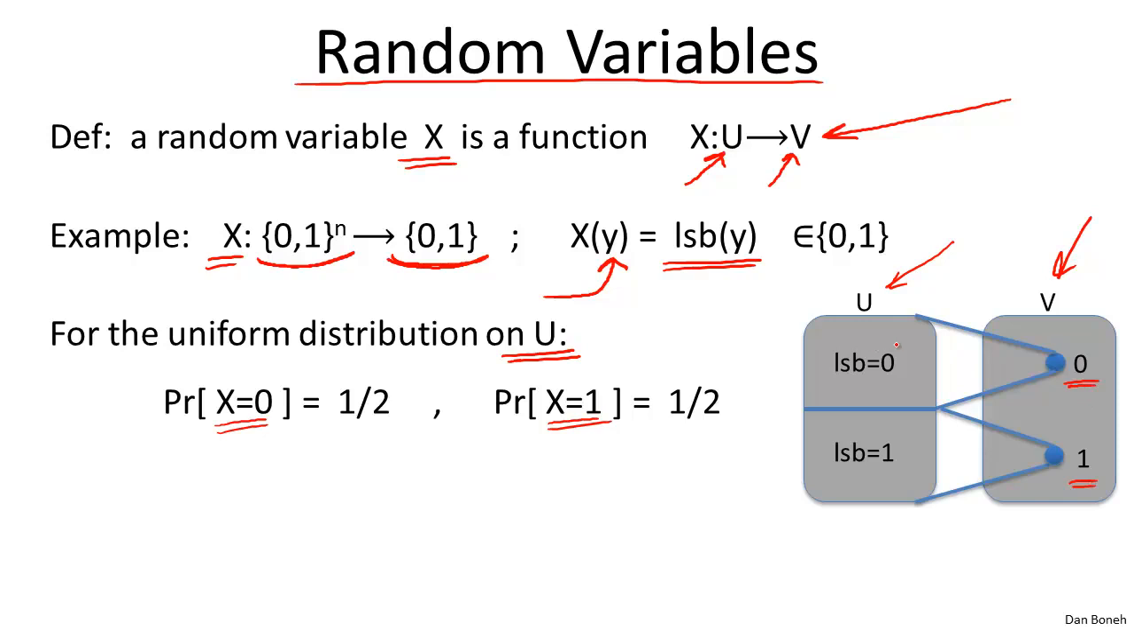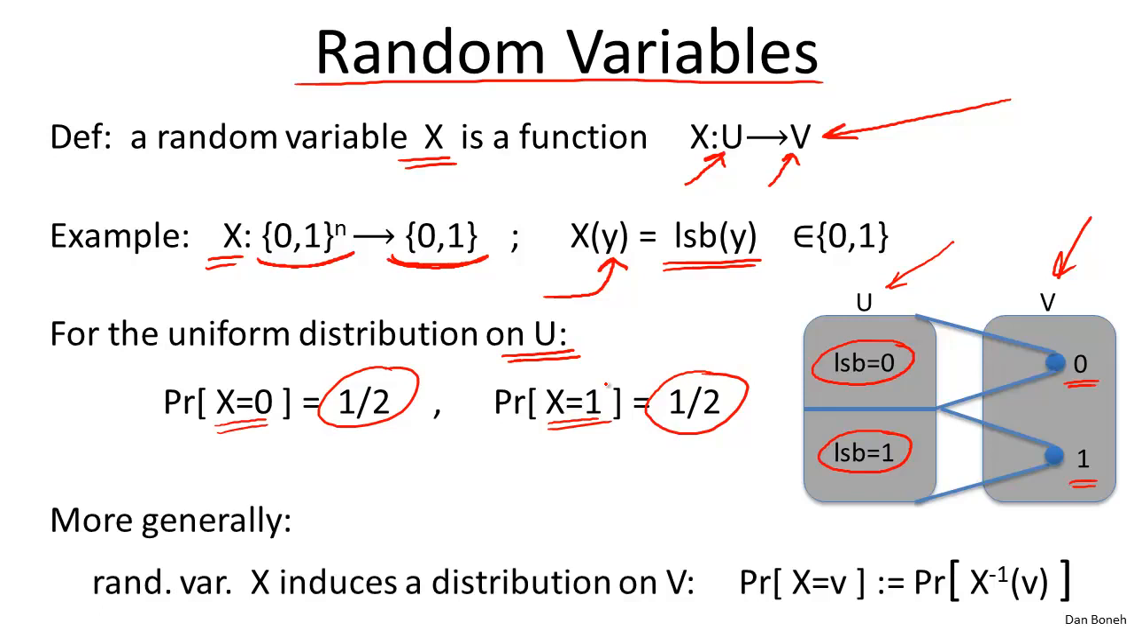The variable outputs 0 when the sample in the universe happens to have its least significant bit set to 0. And the variable outputs 1 when the sample in the universe happens to have its least significant bit set to 1. Well, if we choose strings uniformly at random, the probability that we choose a string that has its least significant bit set to 0 is exactly 1/2, which is why the random variable outputs 0 with probability exactly 1/2. Similarly, if we choose a random n-bit string, the probability that the least significant bit is equal to 1 is also 1/2, and so we say that the random variable outputs 1 also with exactly probability 1/2.